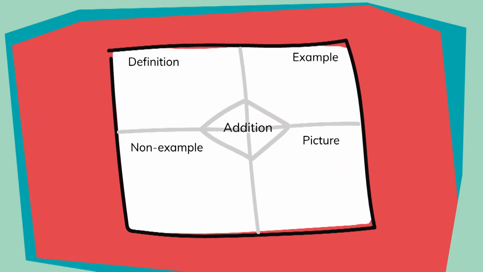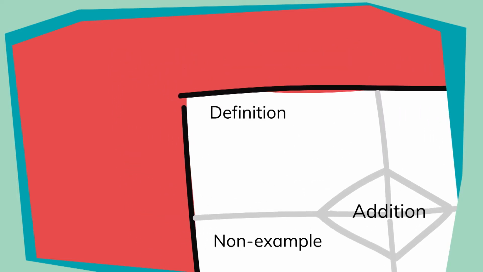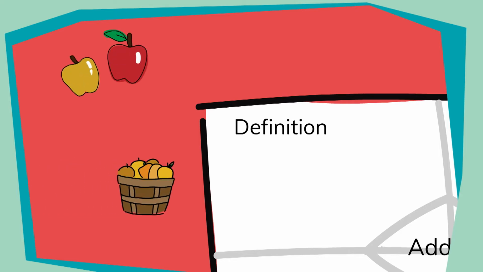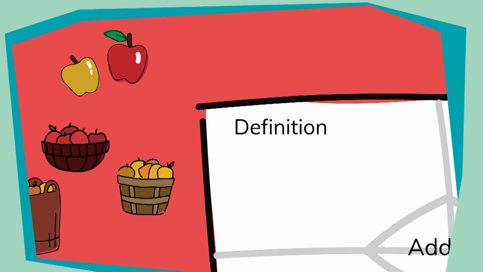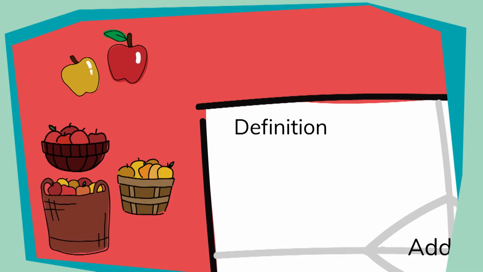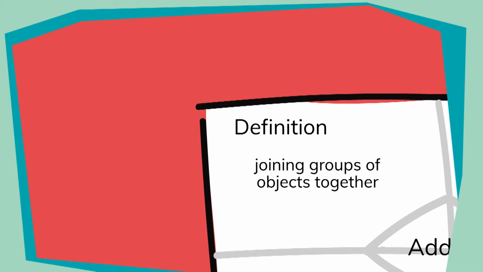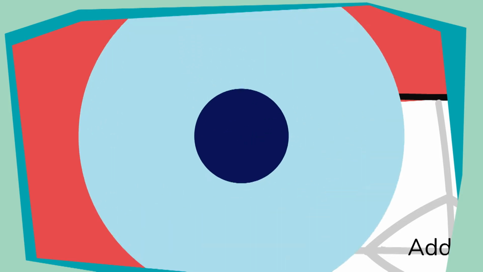Now we're going to define addition together. So let's think and then write the definition in our upper left rectangle. If Splat and I are outside in the North Carolina mountains picking apples, we would combine his basket of apples and my basket of apples into one big basket and count to see how many we have in all. This would be addition. So addition is when we join groups of objects together. Splat and I are going to give you some time to write this definition in your Frayer model.